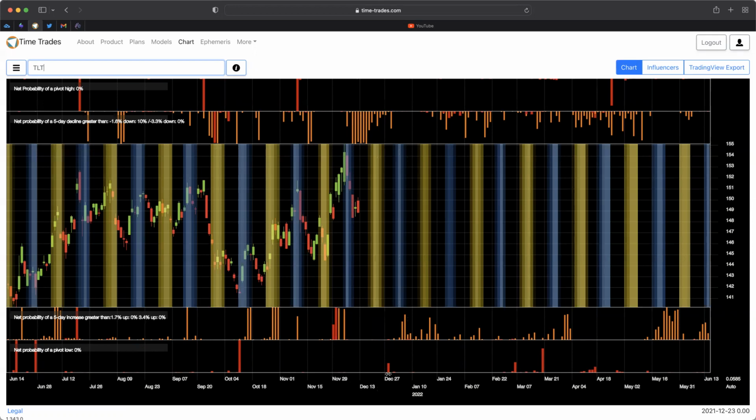And in this case, it does. So we've got a pivot low here, December 28th. So it looks like the trend is down on bonds until after Christmas.